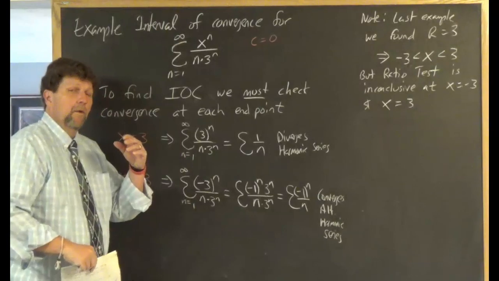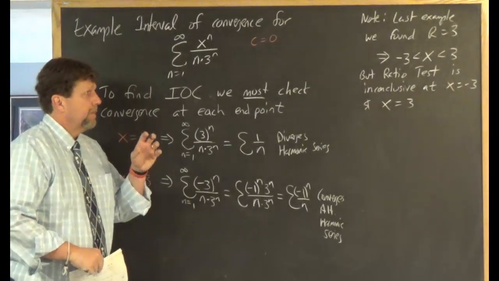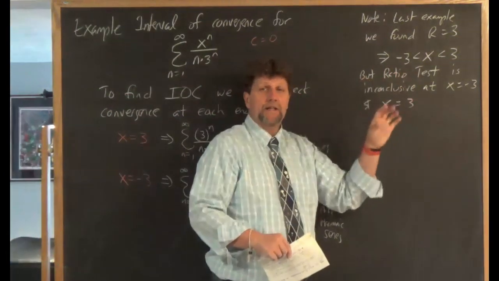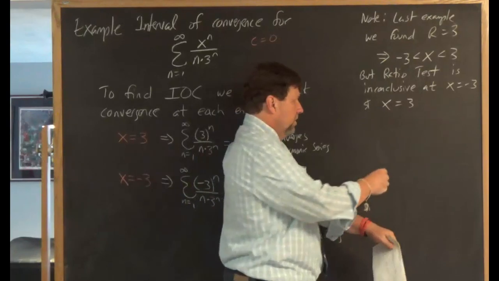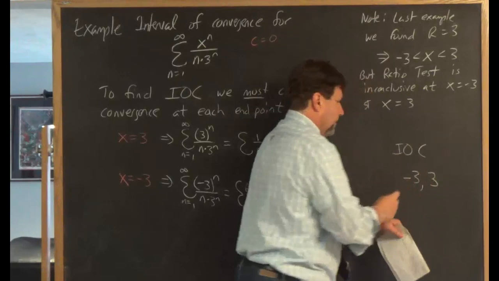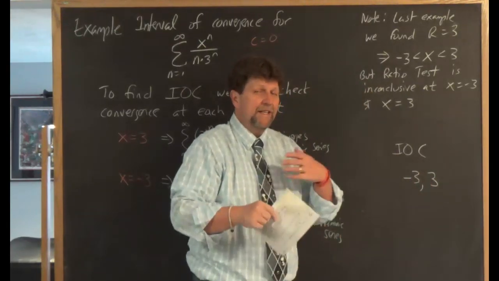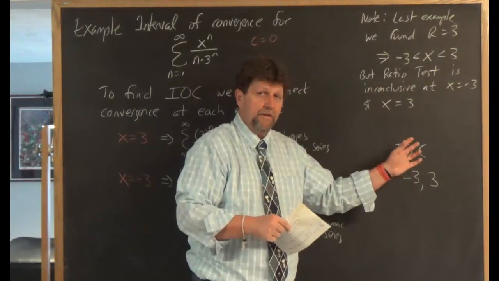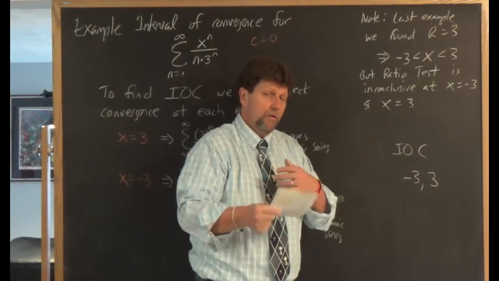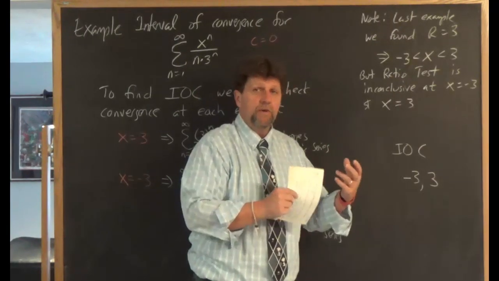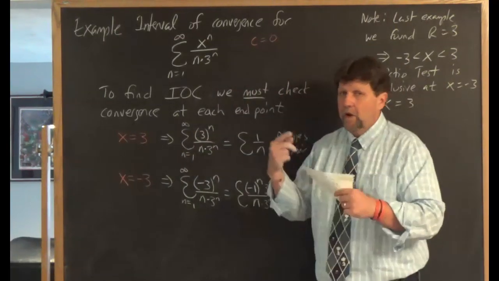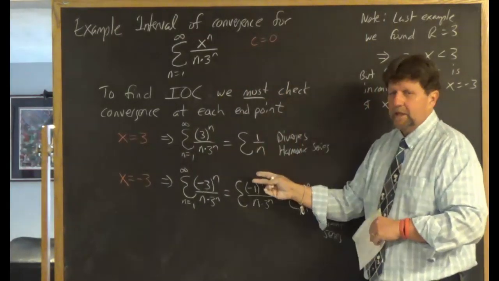So we knew from our prior example, knowing what the radius of convergence was, that the interval was -3 to 3. But just knowing the radius of convergence, we didn't know if -3 was included in the domain or not. We didn't know if 3 was included in the domain or not. So we had to check, and you have to do this, you have to check the endpoints separately.